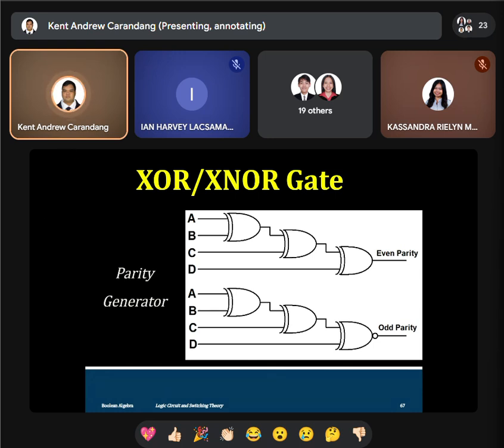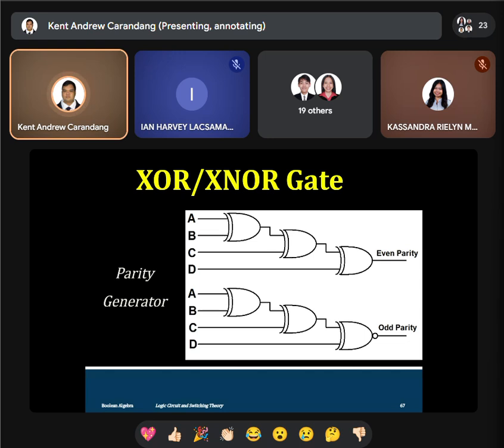So what is a parity generator? So I will just search for what is parity generator. So parity generators, combinational logic circuit used to generate parity bit for a given set of binary. So yung mga parity, yung mga complements, kasama mo dyan, even and odd parity.